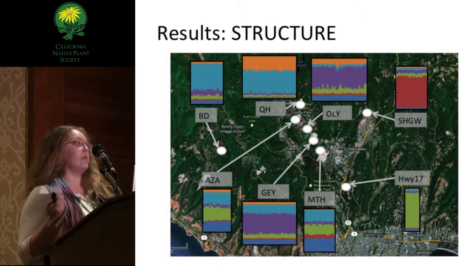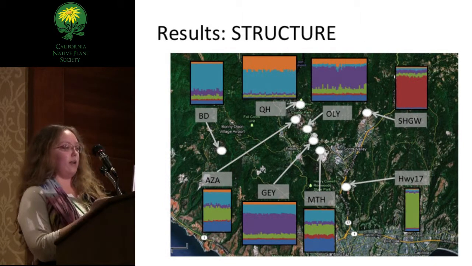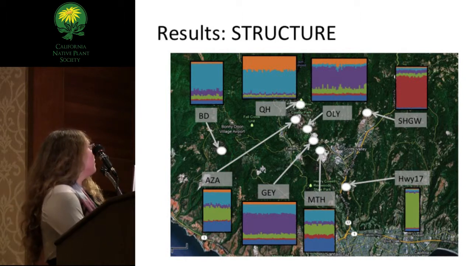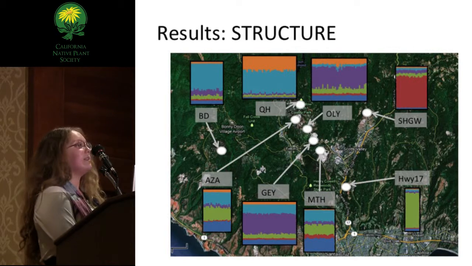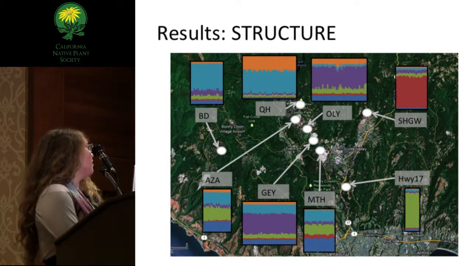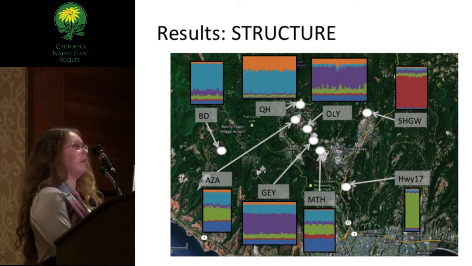So here are our structure results. There's a lot of colors going on here, so I'll walk you through them. The first thing that pops out to me is these outlying populations, SHGW and Highway 17, which are strongly assigned to a single different group that's not largely shared by these other populations.